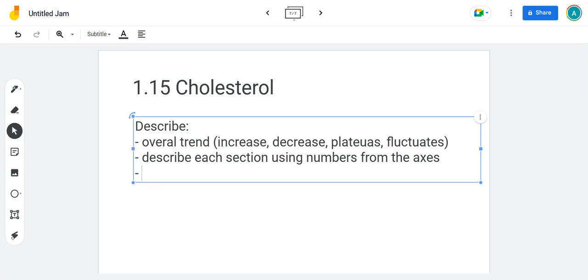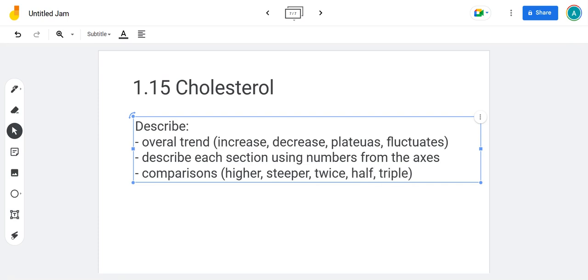Third thing is to do some kind of quantitative comparisons. Comparisons are words that usually end in -er. So if you're comparing two lines, you could say one is higher than the other. You could say one is steeper than the other. This is where we get possibly another mark, using quantitative comparisons: twice as many, half as many, triple, a third, whatever.